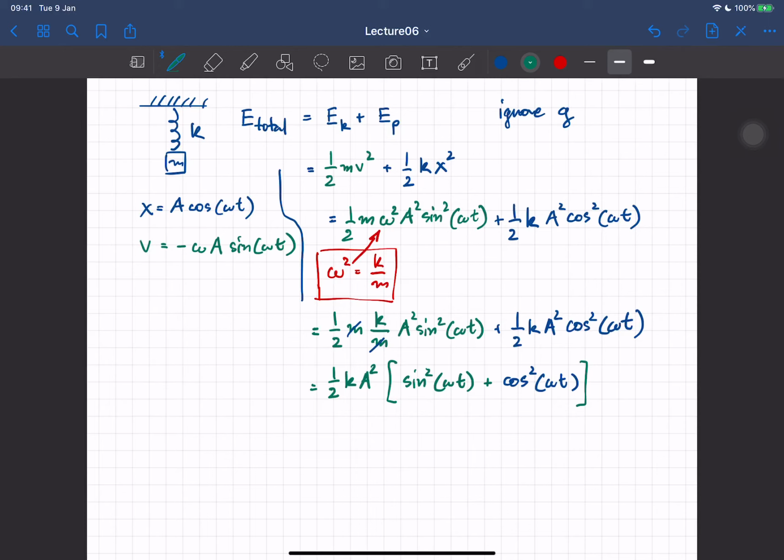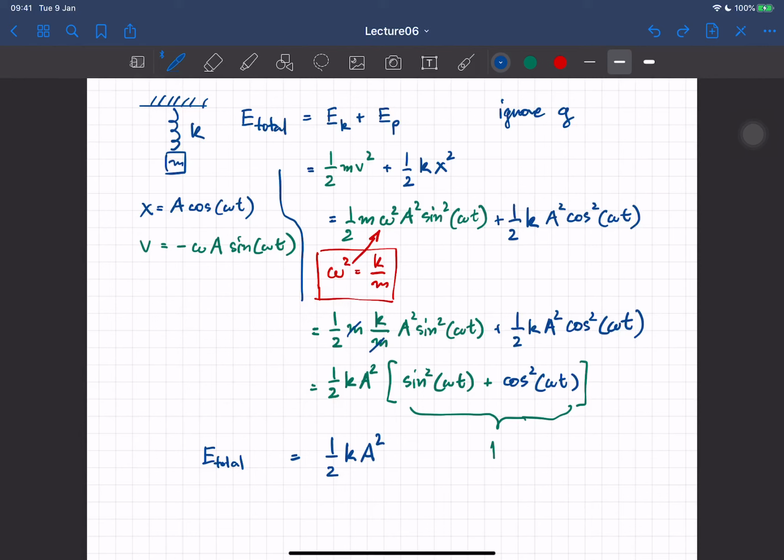For those of you who remember the trigonometric identity, sine squared plus cosine squared of the same angle always gives you 1. So this bracket always gives you 1. In the end, E total, the total energy of the system, is simply 1/2 k a squared. It does not depend on time because the total energy is always conserved. Unless you lose energy, the total energy might decrease with time, but under ideal circumstances you don't lose any energy, so the total energy is always given by this value.